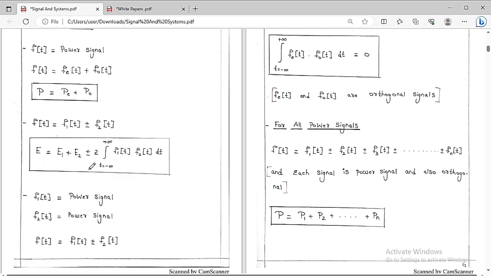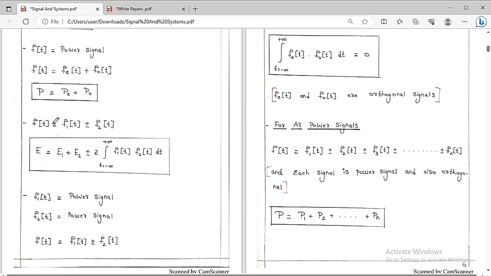So now let's go for another point. Suppose f of t is a summation or subtraction of two signals f1 of t and f2 of t. So here f of t is the summation of two random signals f1 of t and f2 of t, summation or subtraction. Then the overall energy present in f of t is nothing but E1 plus E2 plus or minus 2 into the integration from t equal to minus infinity to plus infinity of f1 of t into f2 of t dt.